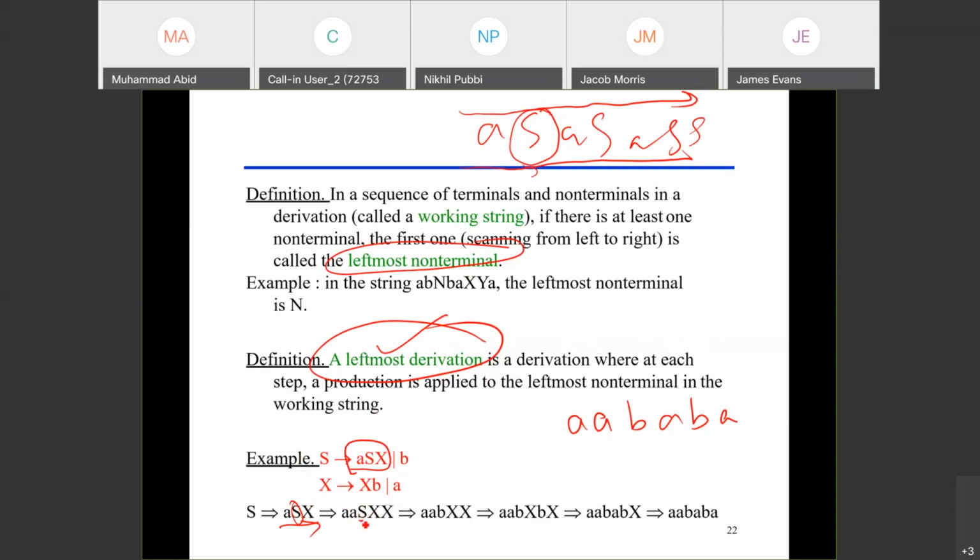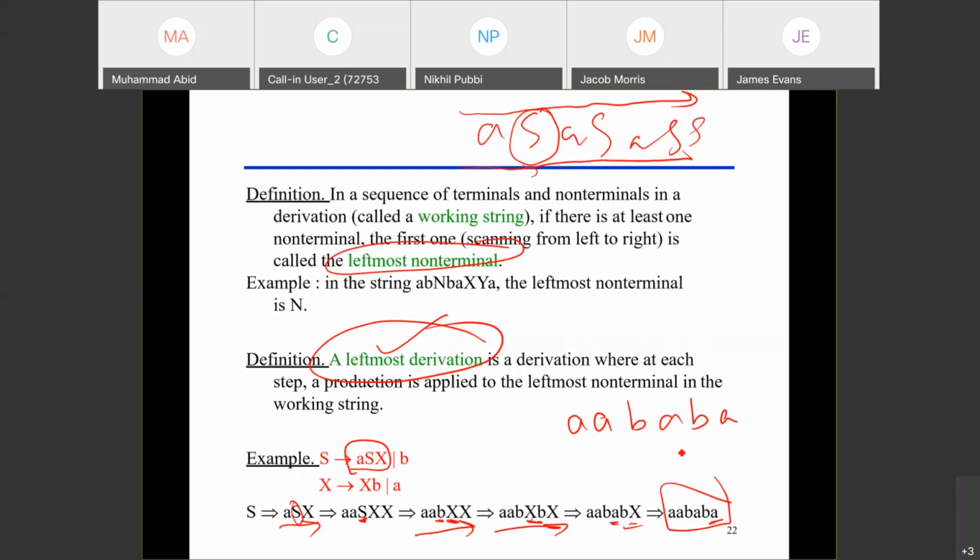I find this is a non-terminal. I replace that with B, and then I scan this. I find this is a non-terminal. I replace that with XB. I scan this. I find this is a non-terminal. I replace that with A, and then I have X. I replace that with A, and finally I achieve my word.